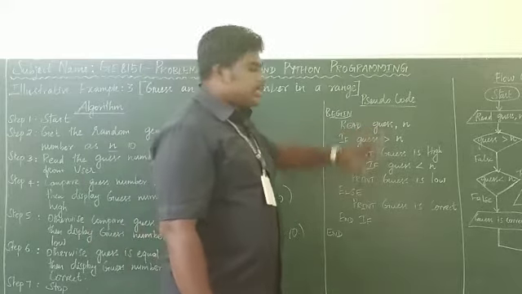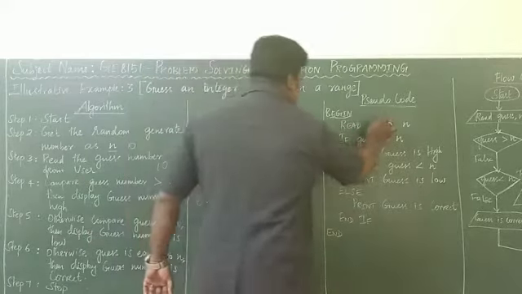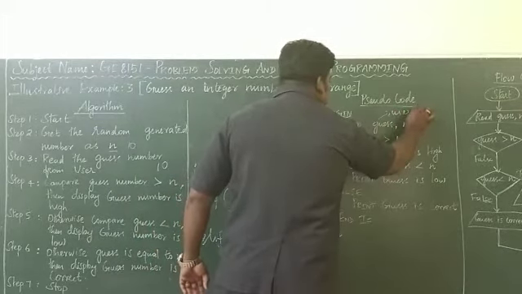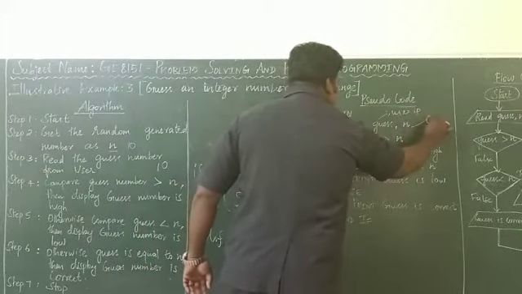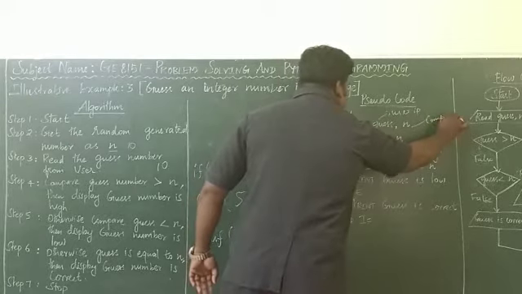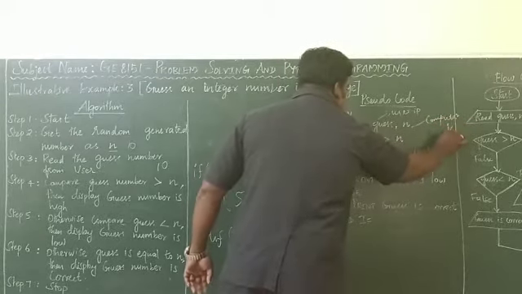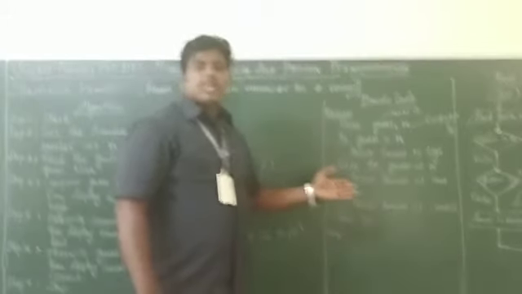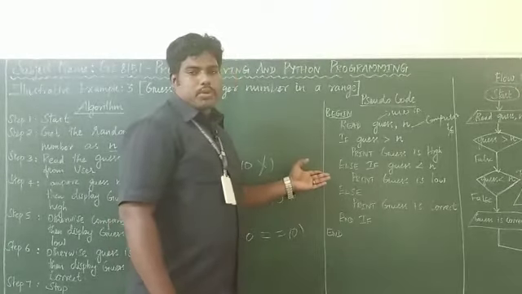Then READ guess. Guess means user input. Guess is nothing but user input. And what is n? This is computer input. Guess means user input and n is computer randomly generated input.